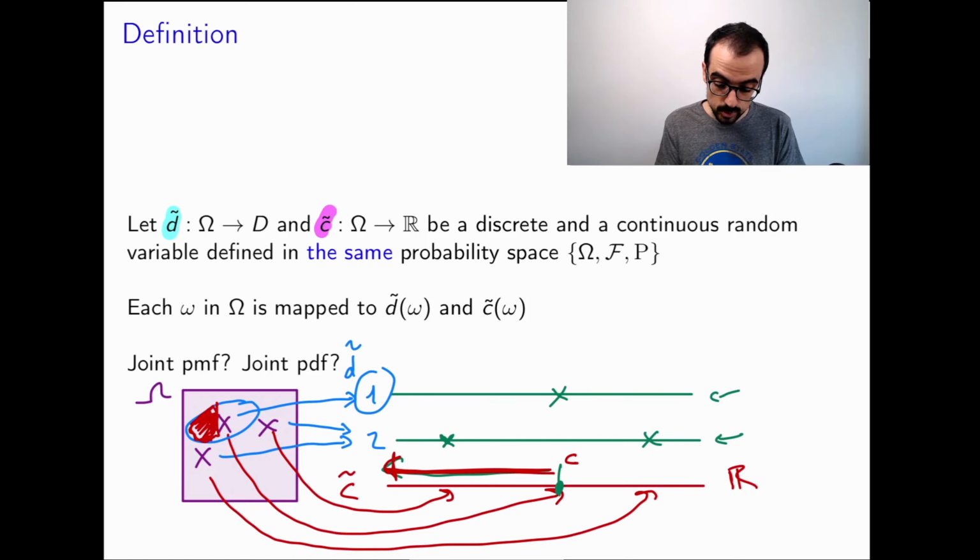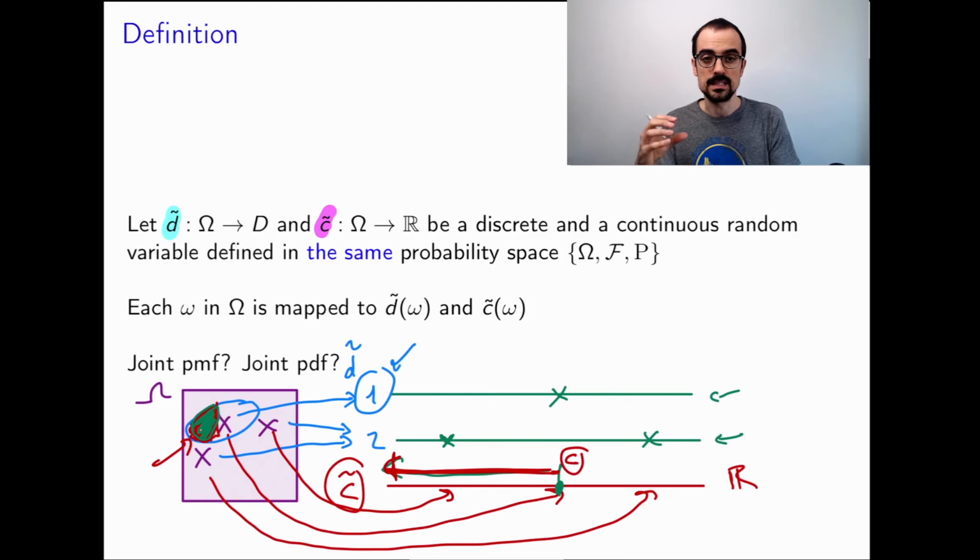That event is going to be assigned a probability in the underlying probability space. Why? Because the continuous random variable is a valid random variable, so all the points for which the random variable is smaller than this value are a valid event. And the discrete random variable is a valid random variable, so all points for which D equals 1 is a valid event. And now this set, where D is equal to 1 and the continuous random variable is smaller than this certain value c, is the intersection of two events that are well defined.